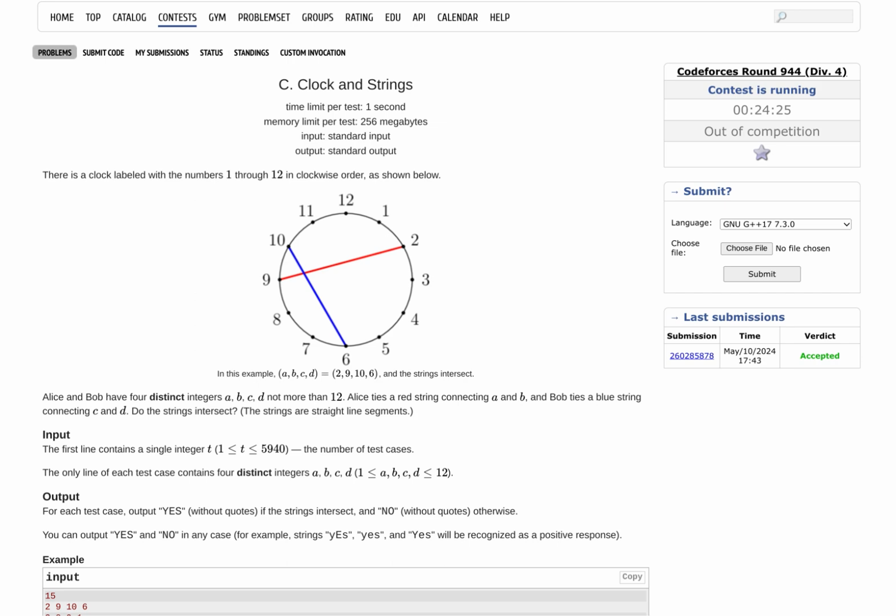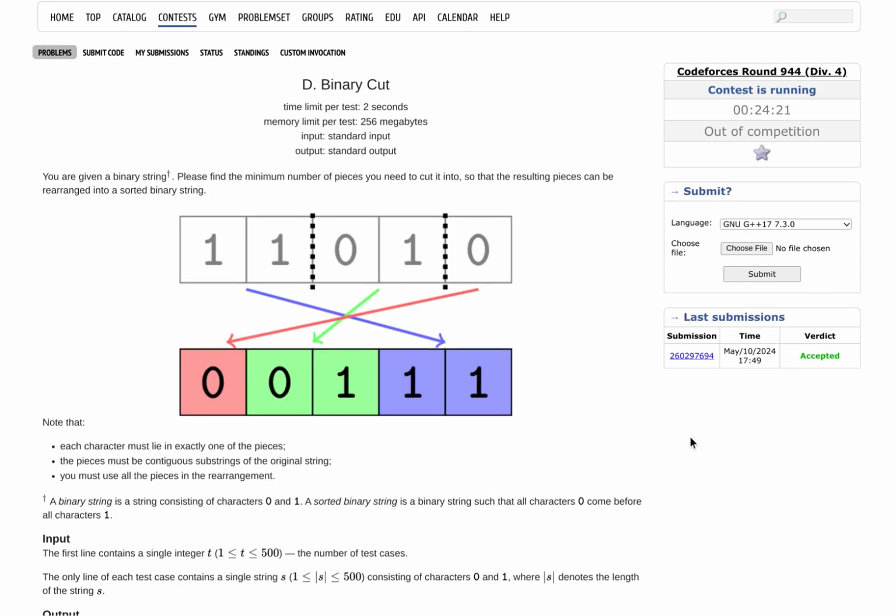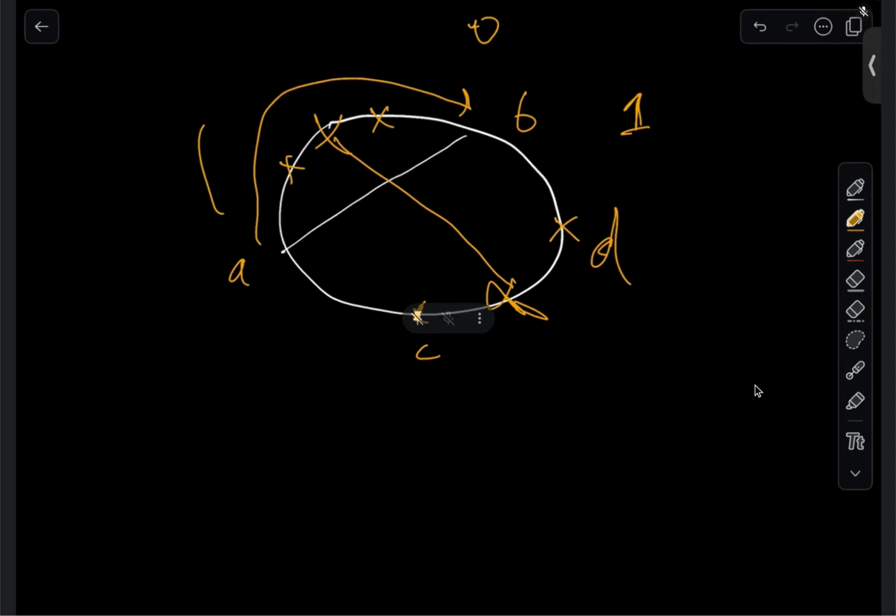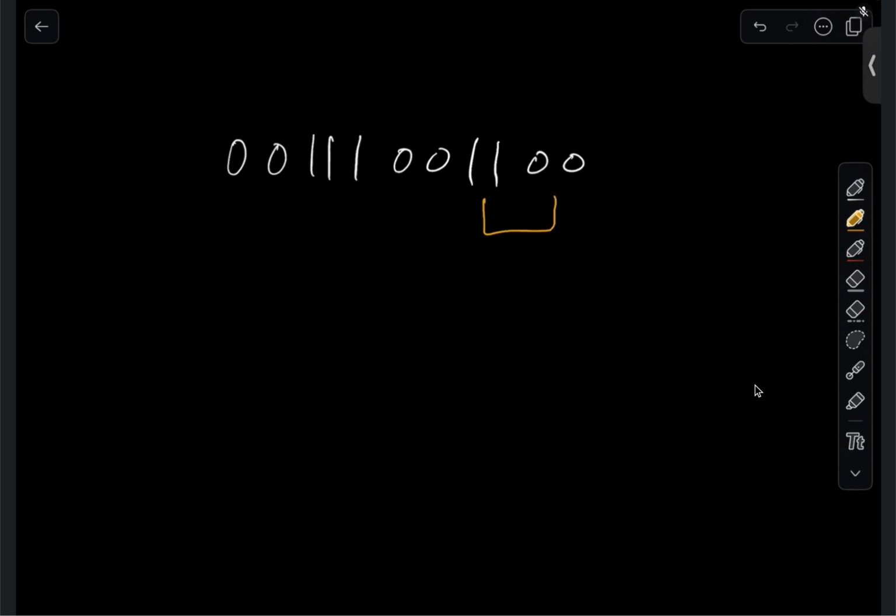Let's go to problem D. All right. So in problem D, basically we have to make these cuts. Okay. So let's try to make sense of it. Okay. So let's say we have this string 0 0 1 1 1 0 0 1 0 1. So I'm going to make a claim first. First claim is that whenever we get a scenario like this, 1 0, then we don't have a choice. We have to make a cut between them.